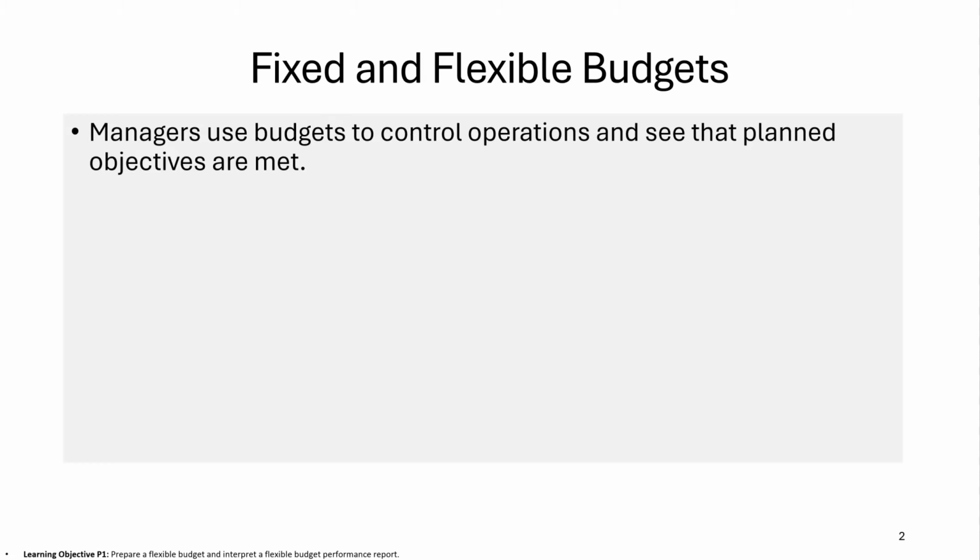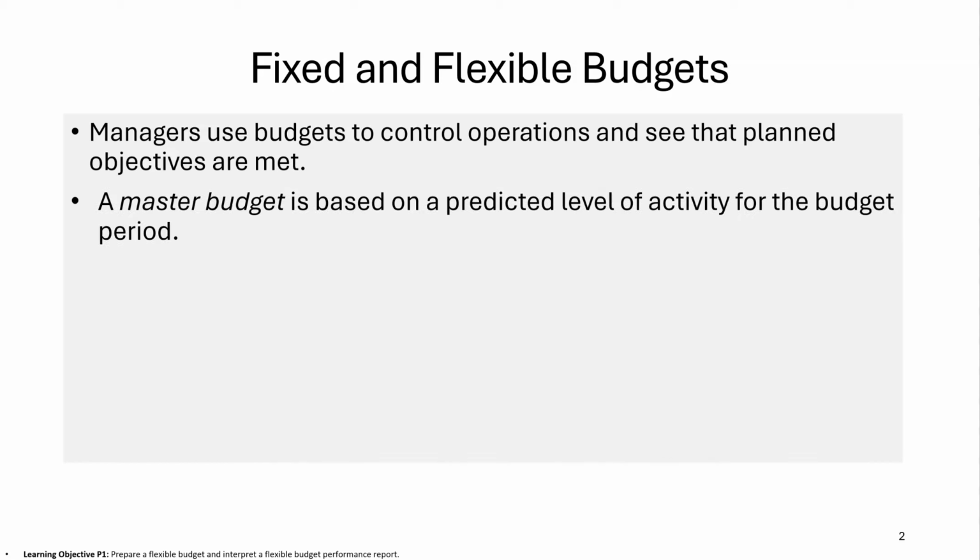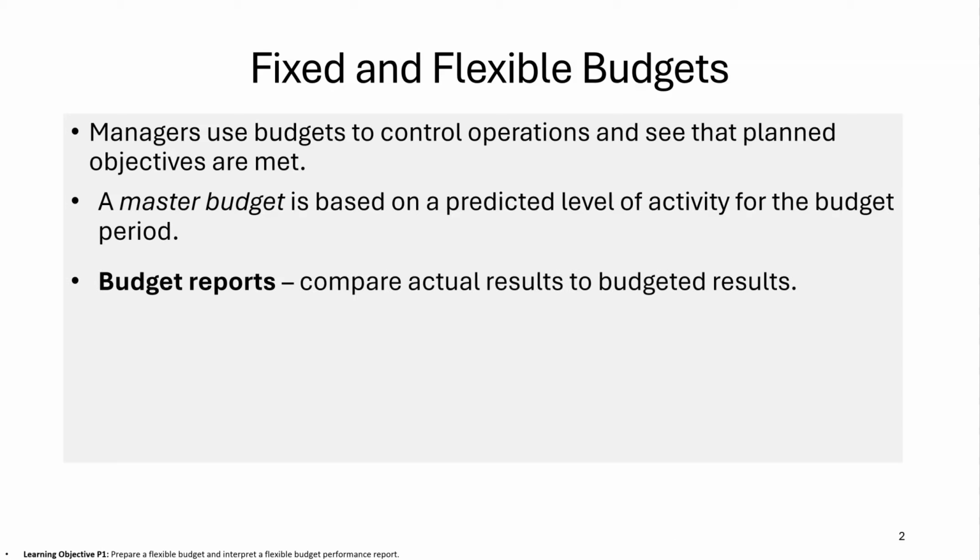Chapter 8, Part 1, we're going to look at flexible budgeting. Now, managers use budgets to control operations and see that planned objectives are met. And this is very important if you want your business to be successful. Now, a master budget is based on a predicted level of activity for the budget period. And the budget reports compare actual results to budgeted results.